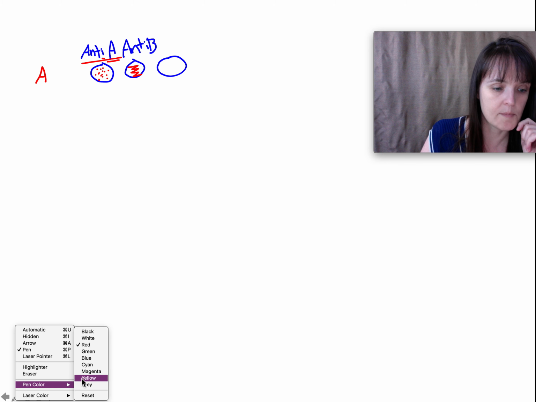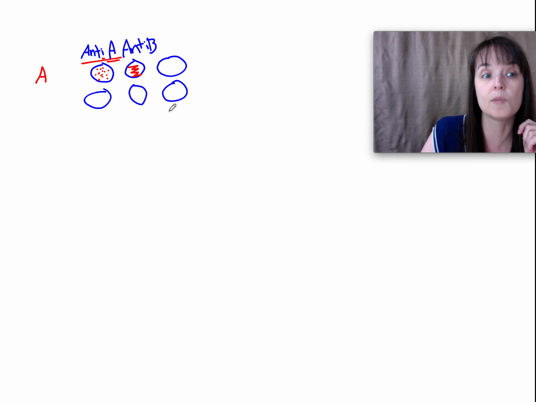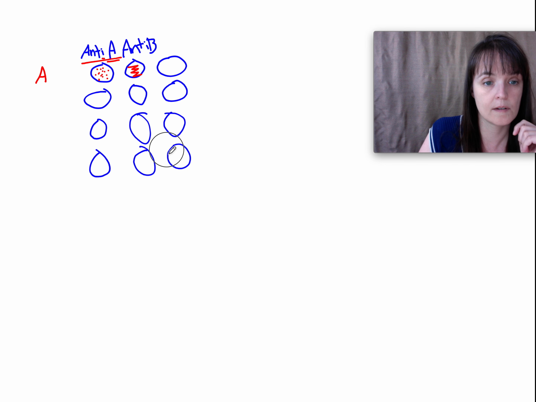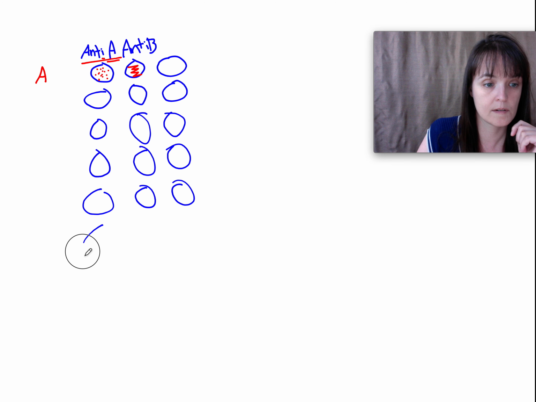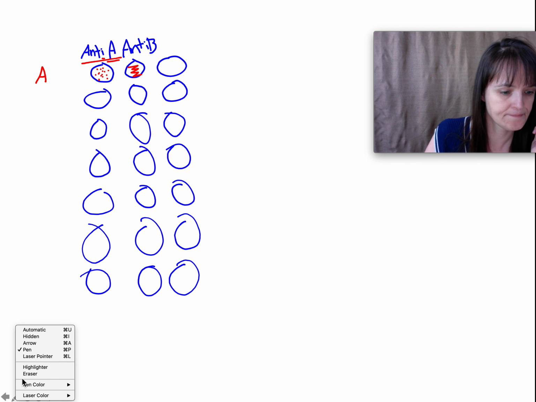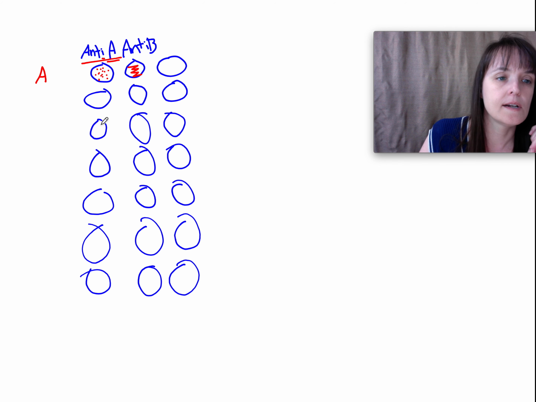Okay, I'm going to draw a bunch more, and we are going to go through how to test for all the blood types. Just a second. I think that got it. We can draw more. Can't erase them now. Okay, so let's skip a set.